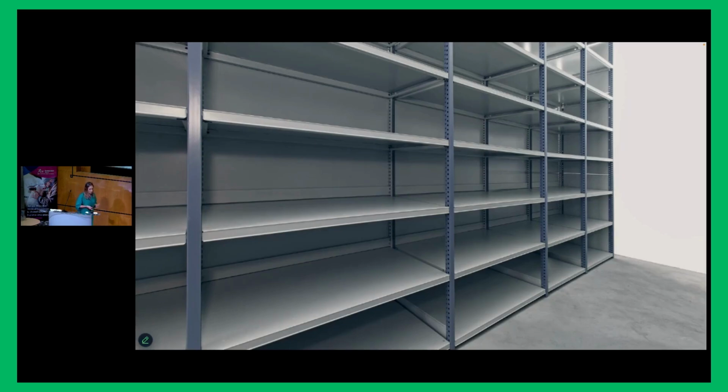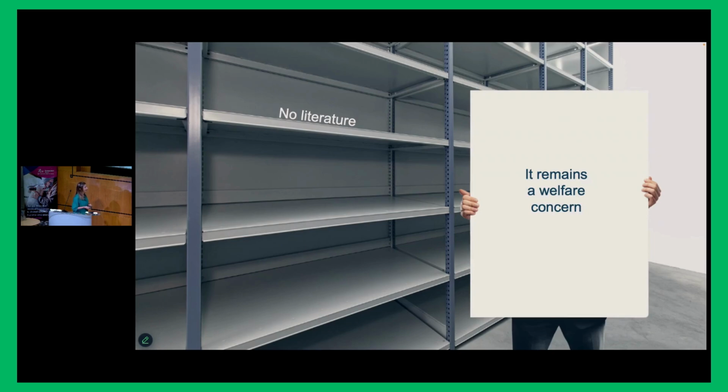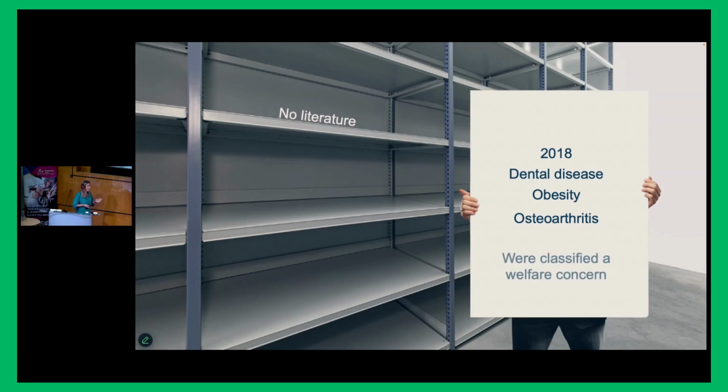Now, where do we go to look for this information? Where do we find how to progress from here? There's nothing in the literature. So we're going to have to jump over and do some translation, because this still remains a welfare concern. Osteoarthritis, alongside dental disease and obesity, was qualified in 2018 as a welfare concern by VetCompass. So we've got to do something about it.